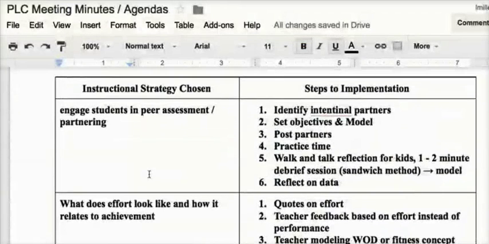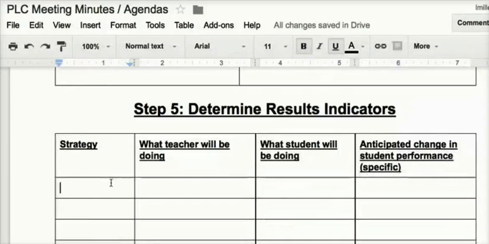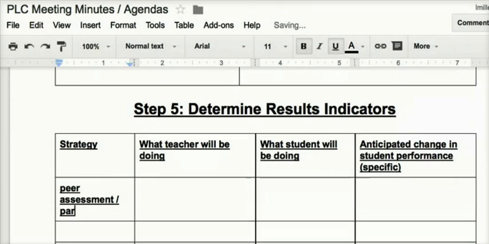So the first strategy, I'm just going to abbreviate here. And side note, you can just copy and paste all this into the boxes. The first one is engage students in peer assessment and partnering. So the strategy is peer assessment, partnering.